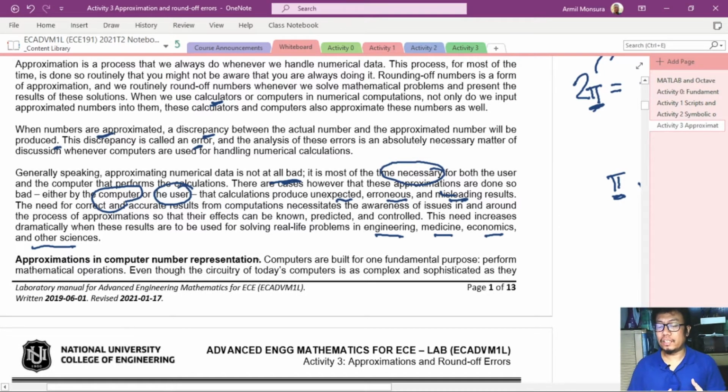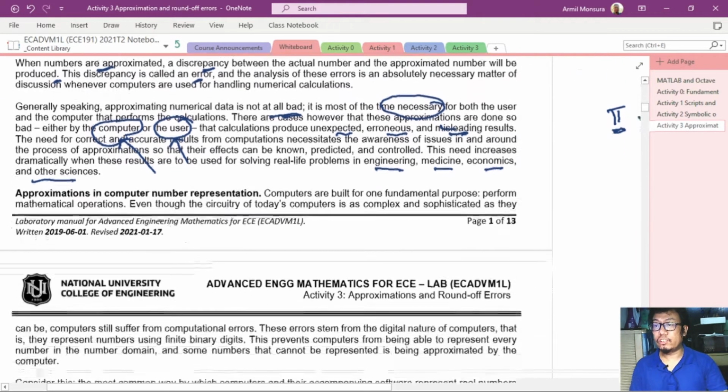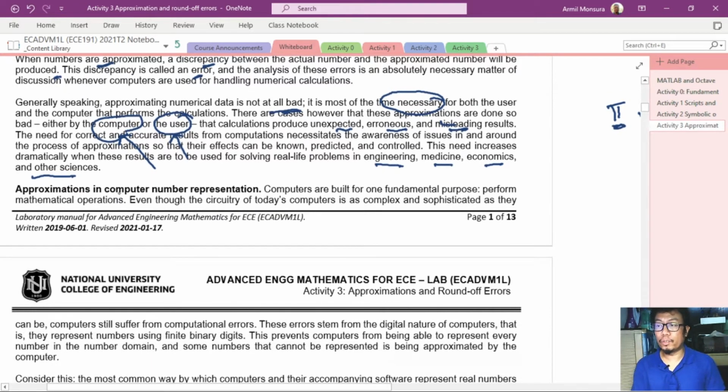At this point that we are starting to study numerical methods, as I mentioned earlier, we can look into the approximation done by the computer, and we can look into the approximation done by the user. So let us start studying approximations in computer number representation.